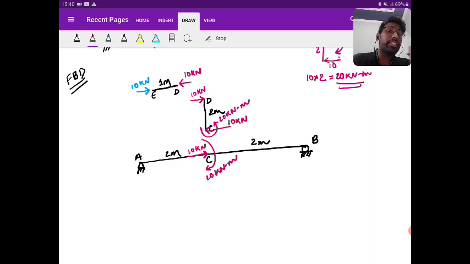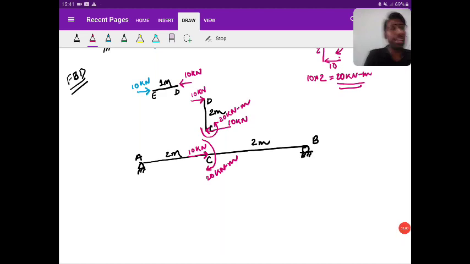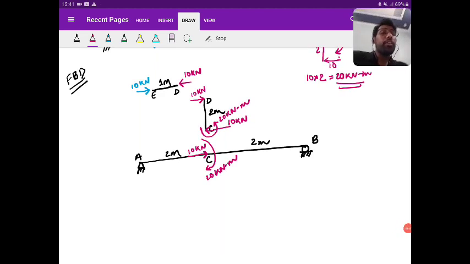Now look at the joint C. I am balancing the joint C. So at the joint C, the 10 kilonewton is acting towards left for the member CD. Okay, so balance the member AB now. Find the support reaction. So assume the vertical reaction at A as VA, the horizontal reaction at A as HA, and the vertical reaction at B as VB.